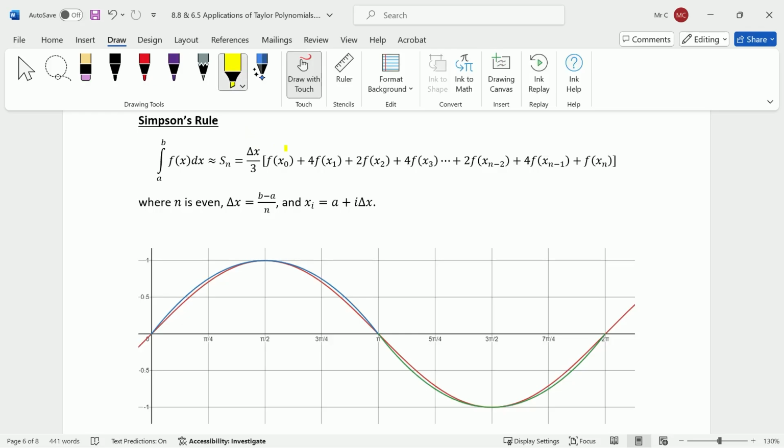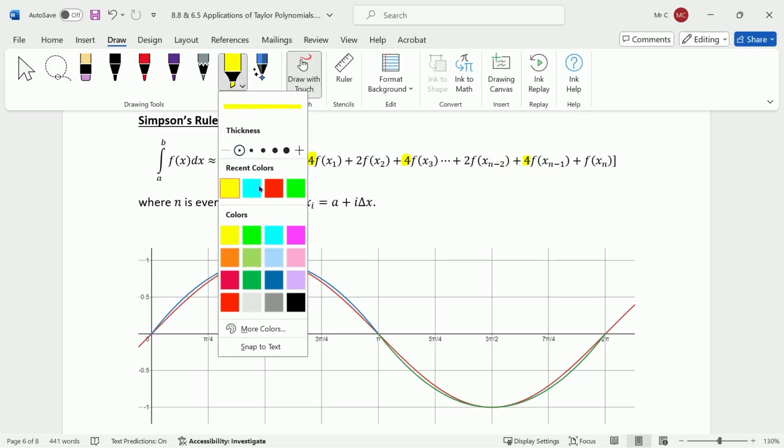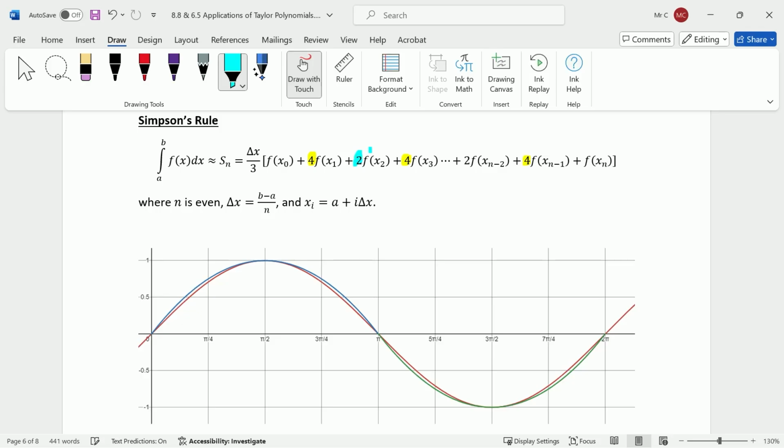So you have to be very careful with this one. It's really easy to accidentally write something wrong. Our middle terms all alternate between 2 and 4, starting with 4 and also ending with 4. And our initial and last terms don't have any coefficients, or I should say the coefficients they have are just 1. So it's very easy to make a mistake and write this wrong, so be careful with that.